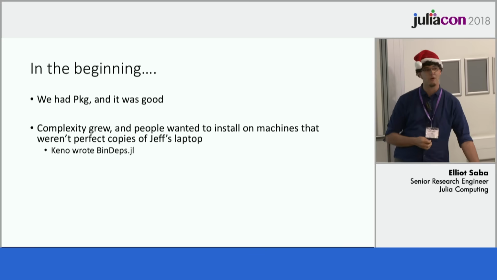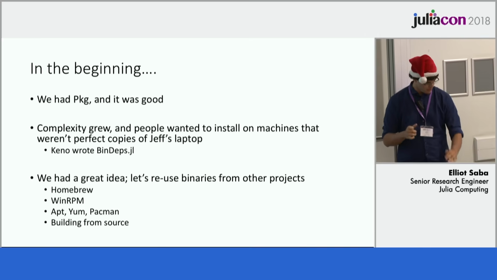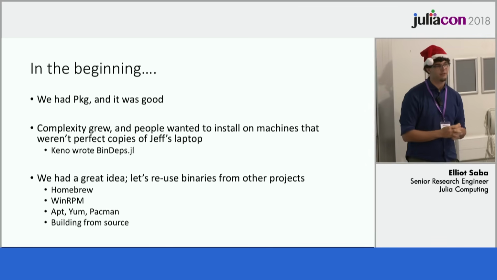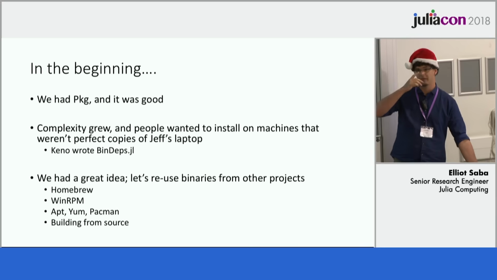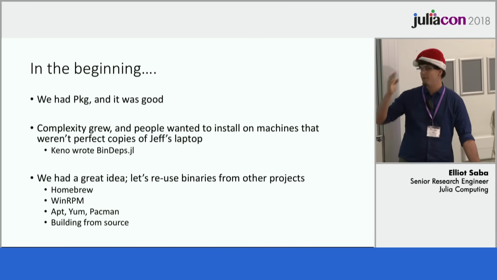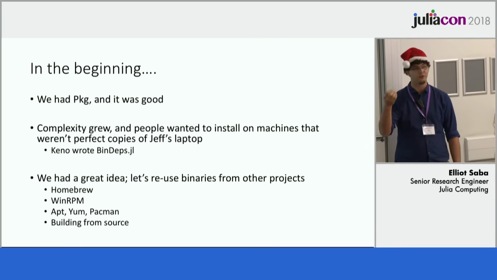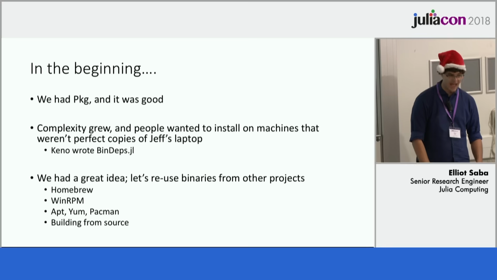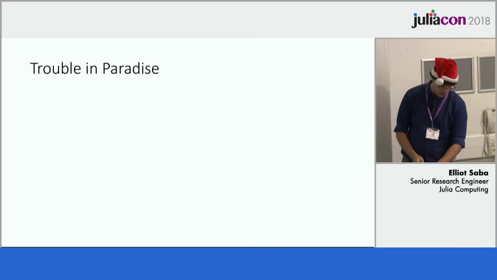And so, Kano wrote BinaryBuilder.jl, and we had a great idea back then. We said, why don't we reuse binaries from other projects where people have gone through all this work to try and provide binaries for people to install things on their computers. And so we built Homebrew.jl, we built WinRPM.jl, we built things for installing things through apt, yum, pacman, etc., and also building from source. But there were big problems with this.